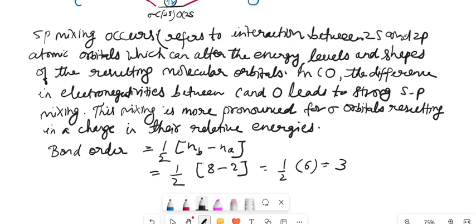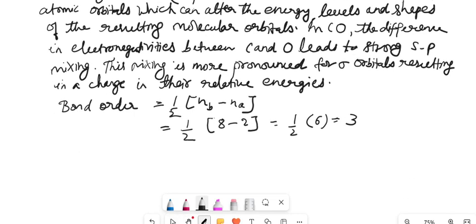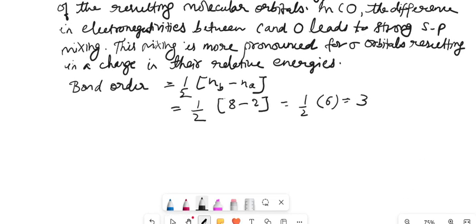So there is a triple bond between the nitrogen and oxygen, because whatever the bond order is, that gives the number of bonds present in the molecule. And it is also diatomic, and it is diamagnetic, because all the electrons are paired, as we can see in the molecular orbital diagram. No unpaired electron is present in here. So it is diamagnetic.